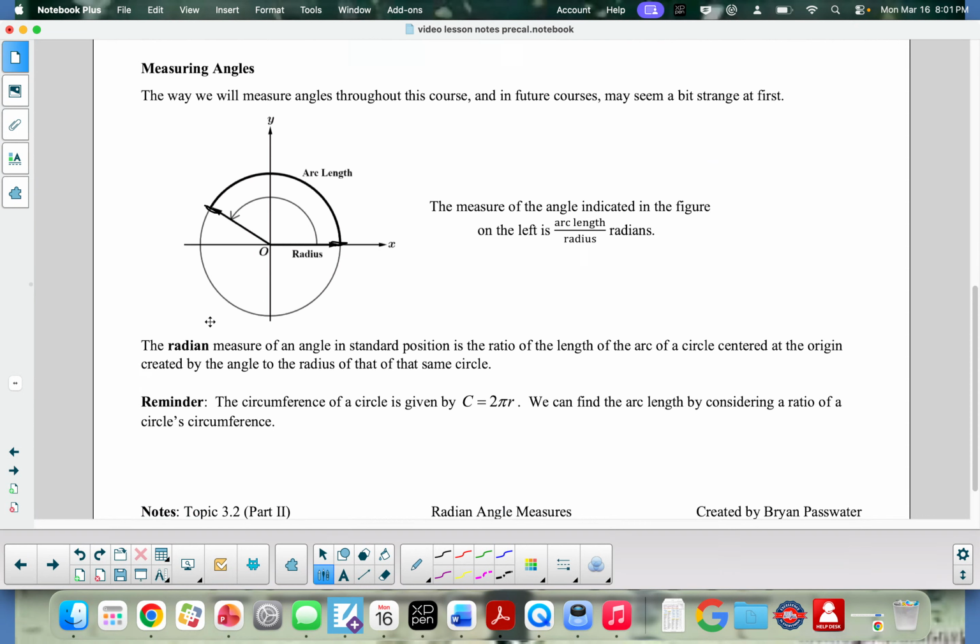Again, it's based on the fact that the circumference of a circle is given by the formula 2 pi r. So we can find the partial circumference of any piece of that circle, and then we can also use it to find the angle that made it. We can go back and forth between these, but it is a ratio between the arc length and the radius of the circle. Let's do some practice on this.